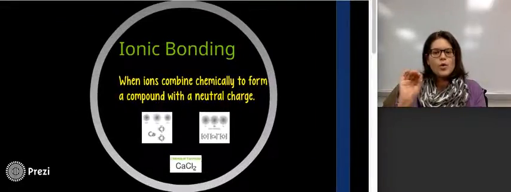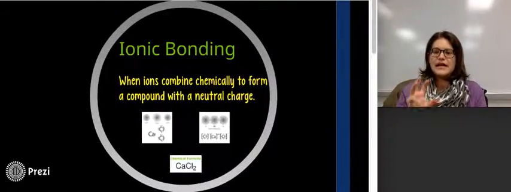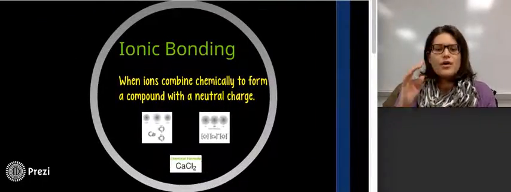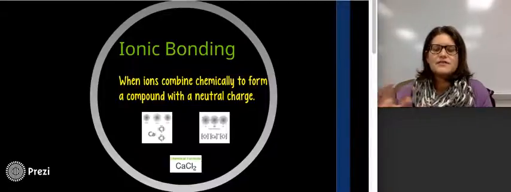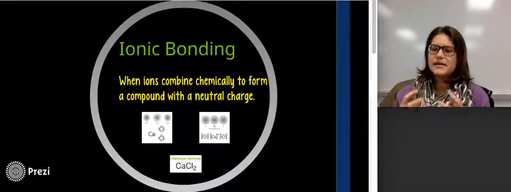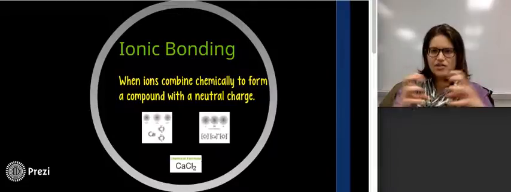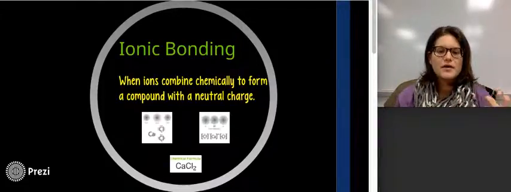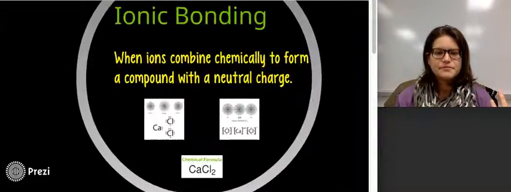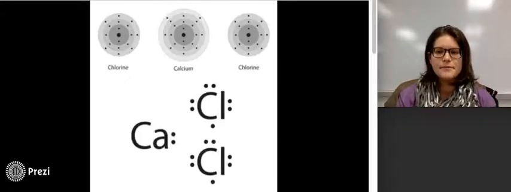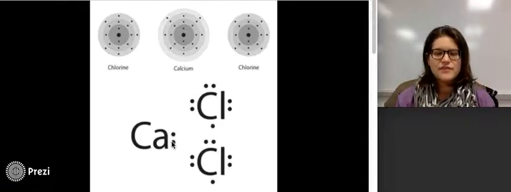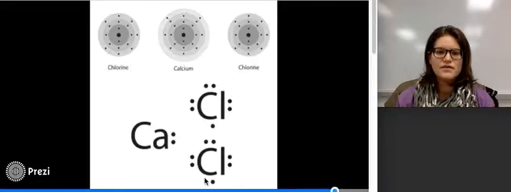All right, now what's going to happen here is an ionic bond. So an ionic bond is when ions combine chemically. Combine chemically means that their atoms actually join up to form a compound with a neutral charge. So calcium has 2 valence electrons. It's going to get rid of both of them. Send one to this chlorine and one to this chlorine.